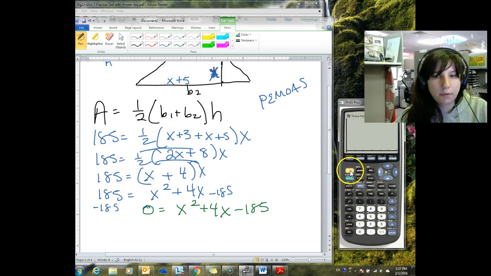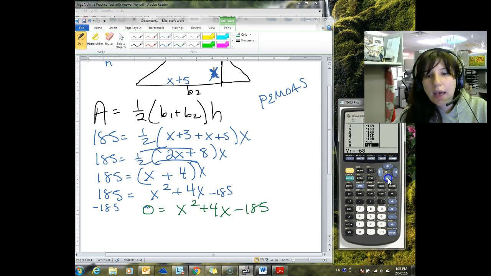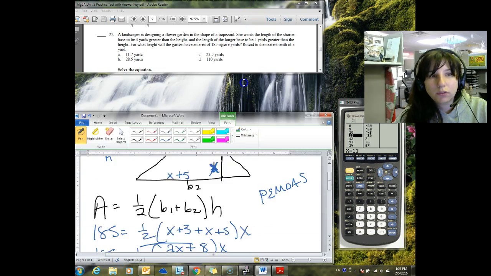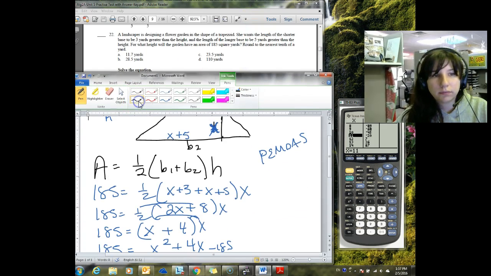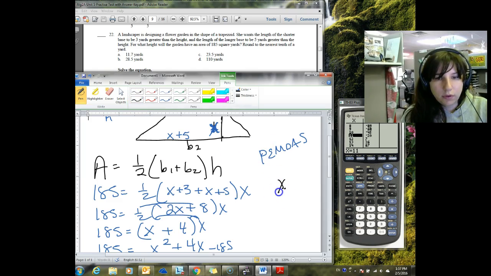And I'm going to go to my table. And again, I'm looking for when y is 0. So let's go down. I see that my numbers are getting smaller. Where is it going to happen? Happens here between 11 and 12. So x is some number between 11 and 12, because 0 has to happen here between the negative 20 and the 0.